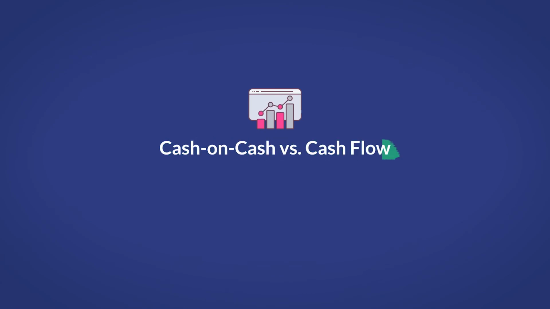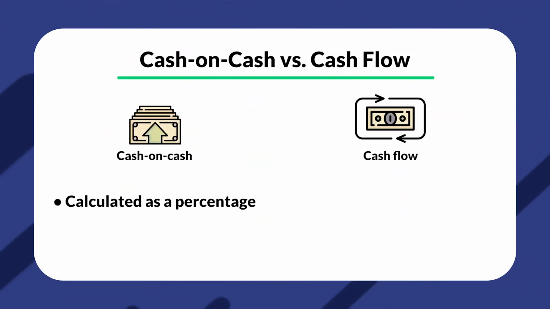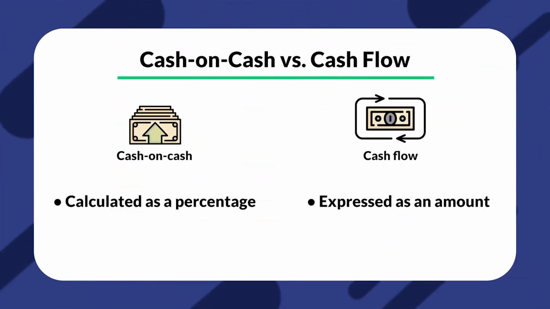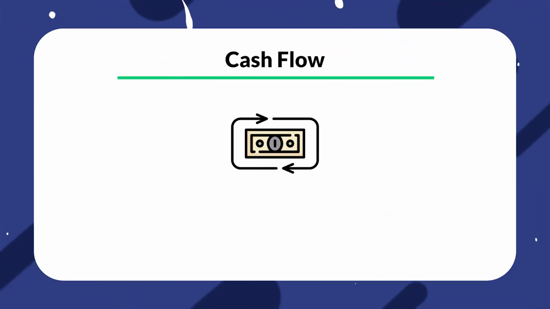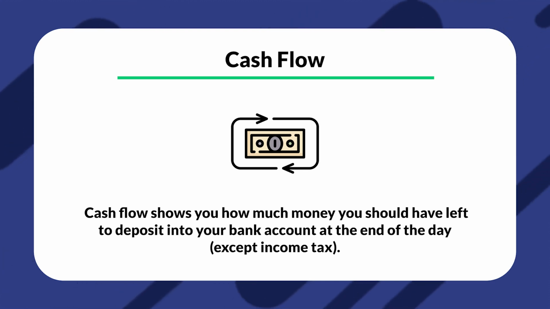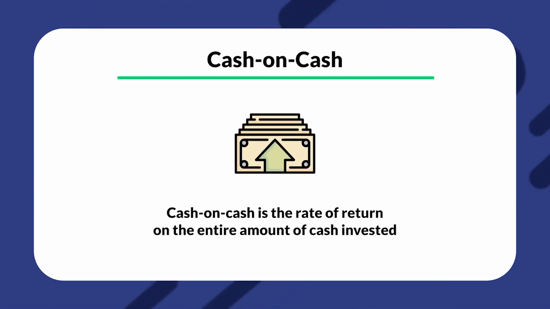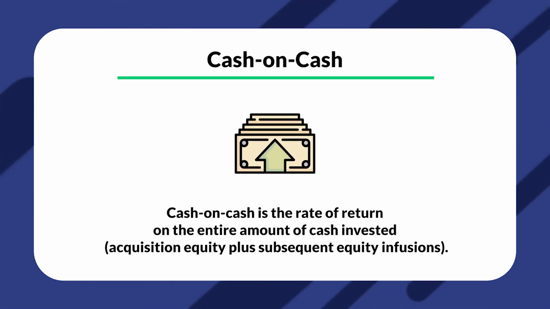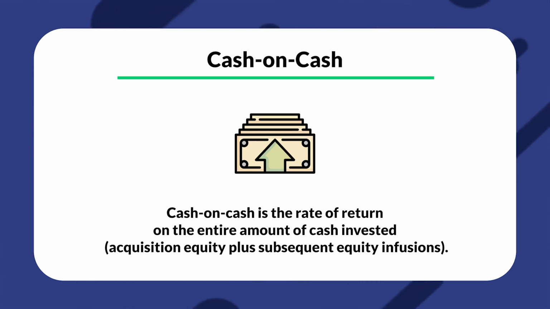Cash-on-cash versus cash flow. Cash-on-cash return differs from cash flow in two aspects. Firstly, cash-on-cash is calculated as a percentage, whereas cash flow is expressed as an amount. Secondly, once all of your expenses have been paid, cash flow shows you how much money you should have left to deposit into your bank account at the end of the day, except income tax. The term cash-on-cash refers to the rate of return on the entire amount of cash invested, acquisition equity plus subsequent equity infusions.